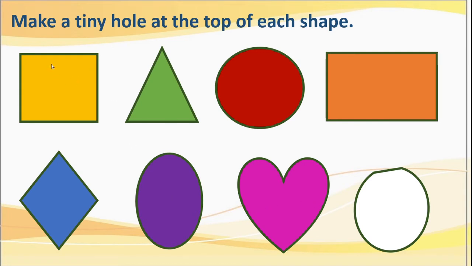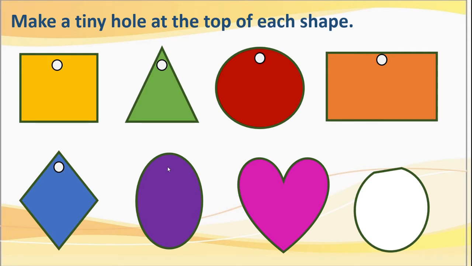Make a tiny hole at the top of each shape. We have to make a small hole on the top of each shape. Okay, we will do that. See here, I will make one hole here. Like this hole we have to make for each shape. We have to make a tiny hole at the top of each shape.